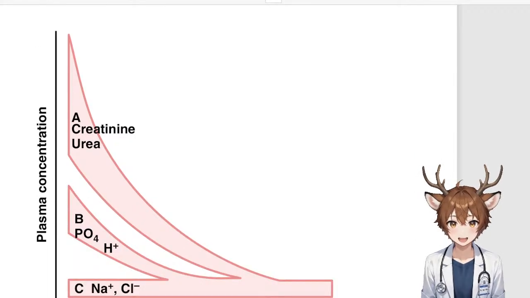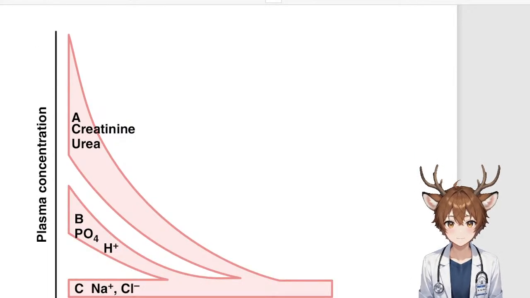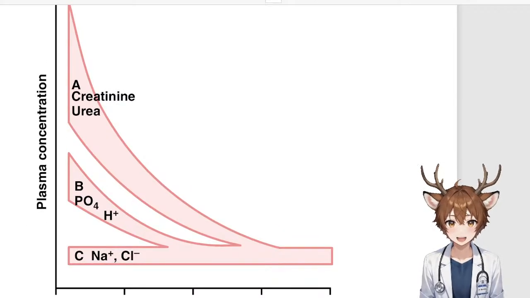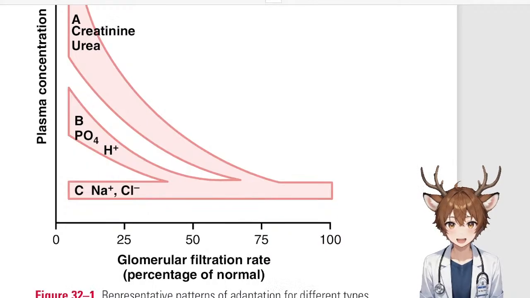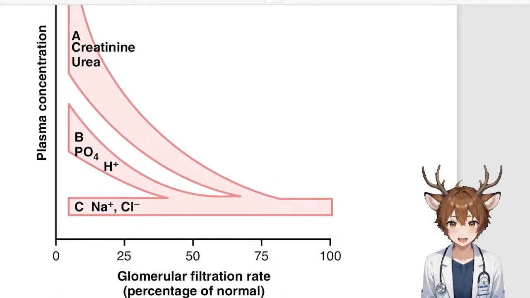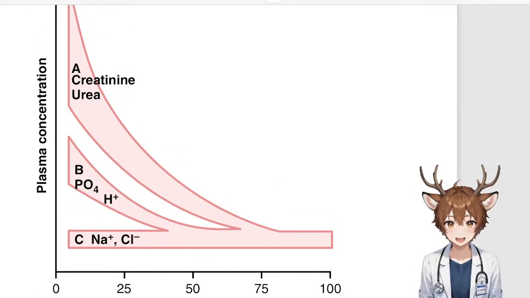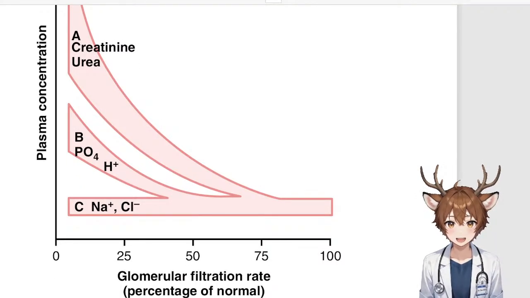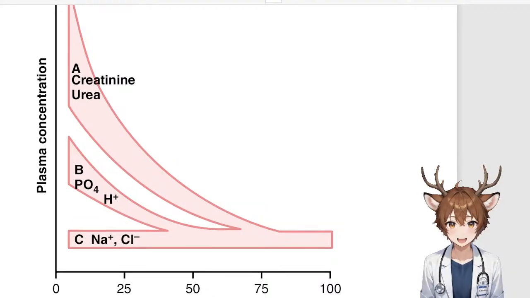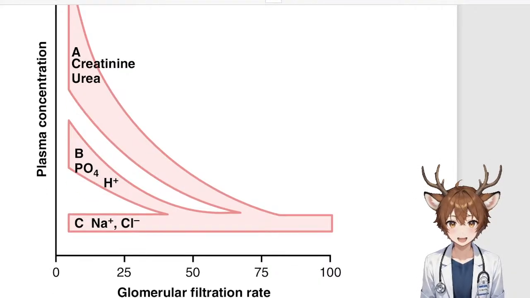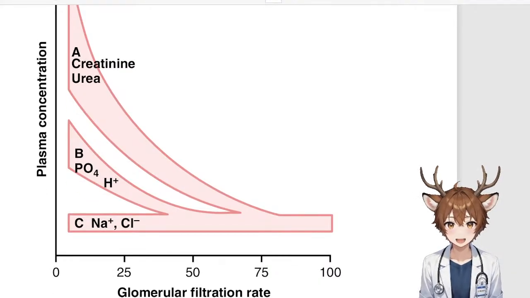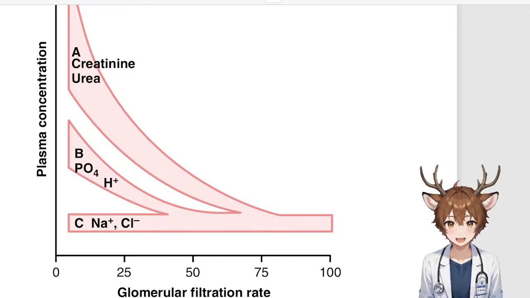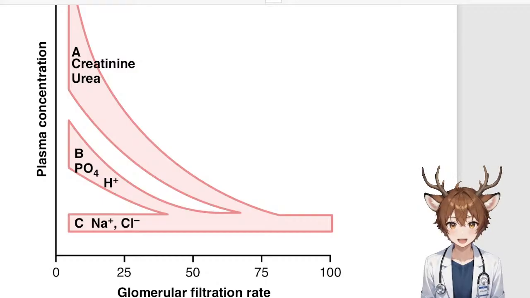Plasma concentration: creatinine, urea, phosphate, hydrogen ions, and then sodium and chloride at the bottom. It says glomerular filtration rate, percentage of normal. Basically, as you can see, when you have 100% filtration rate, everything is within normal limits, everything is typical. But the worse your filtration rate is, the lower the GFR actually is, sodium and chloride are going to stay basically normal. They're not going to really change at all. The body can accommodate for that pretty well.